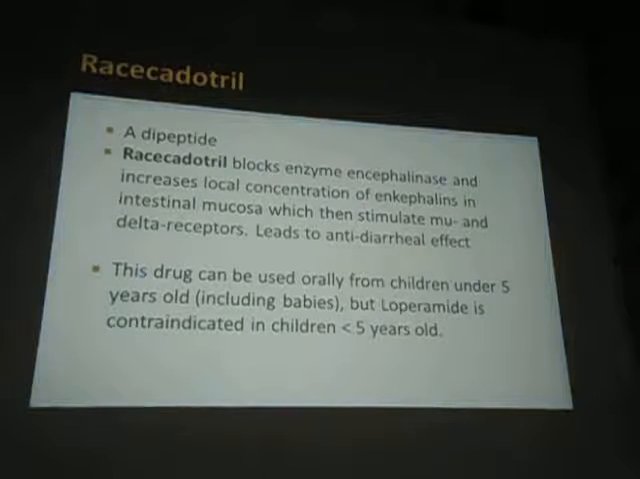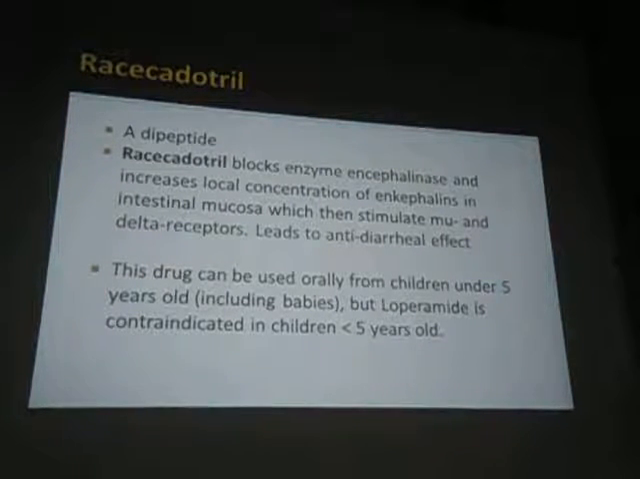So Racecadotril is a newer one belonging to the same class of opioids, but it has some specific advantages. It is a dipeptide. Racecadotril blocks the enzyme enkephalinase. Enkephalins are the intestinally secreted endogenous opioid agents, and their metabolism is inhibited. Once their metabolism is inhibited, they can go and act on the mu receptors. So what are the actions on these mu receptors? You saw in the previous slide.